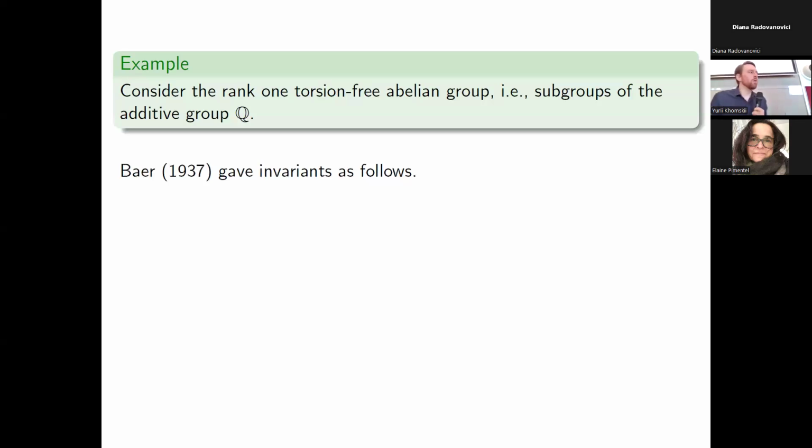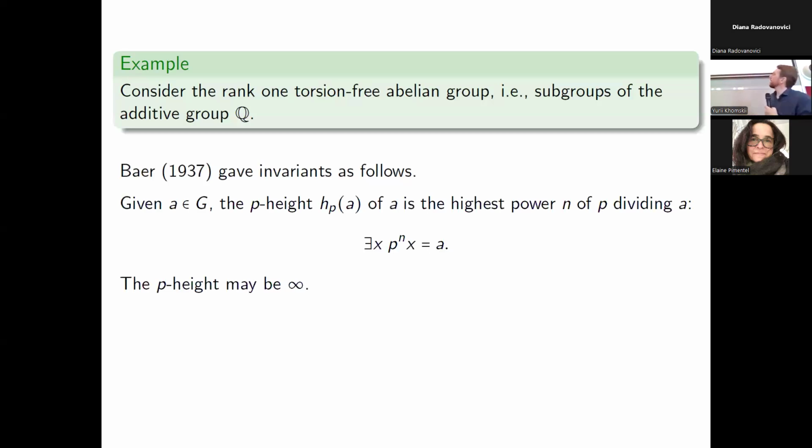There are some pretty old invariants from the 1930s. The idea is you're going to take some element a from the group A and some prime p, and you're going to look at what's called the p-height of a. So you're going to ask, what's the highest power of p that divides a? This could be infinity. If you take the dyadic rationals, so you have a half and a quarter and an eighth and so on, then the 2-height of 1 is going to be infinity because you can divide 1 by 2 infinitely many times in that group.